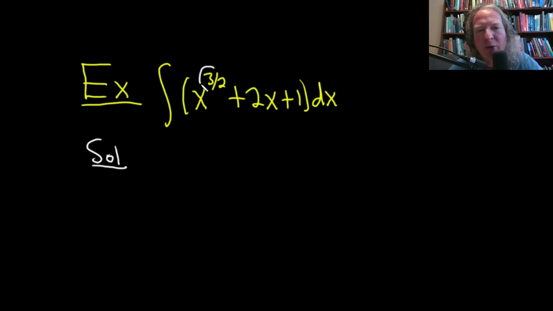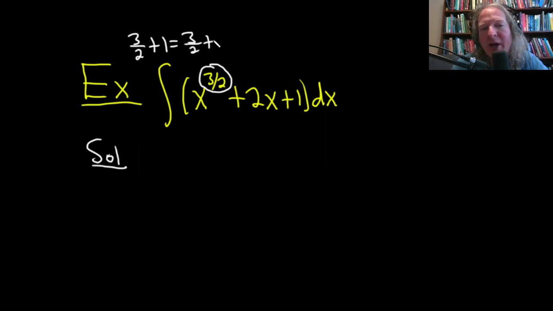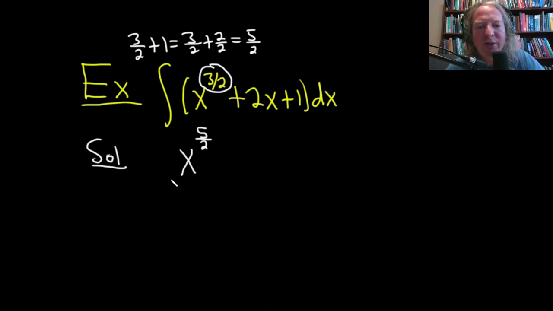So here we can use the power rule. We actually have a 3/2. And remember, the power rule says that whenever you have x to a power, as long as that power is not negative 1, you're basically adding 1 to the exponent. So 3/2 plus 1, that's the same thing as 3/2 plus 2/2. I'm writing it that way so that we can perform the addition. 3 plus 2 is 5, so you get 5/2. So you would write x to 5/2, and then you would divide, and you put the 5/2 down here.